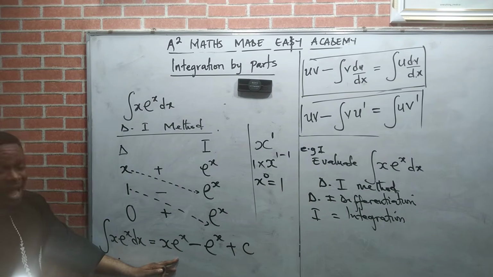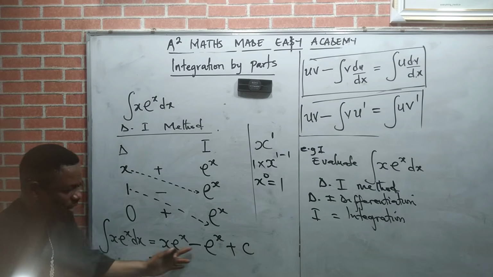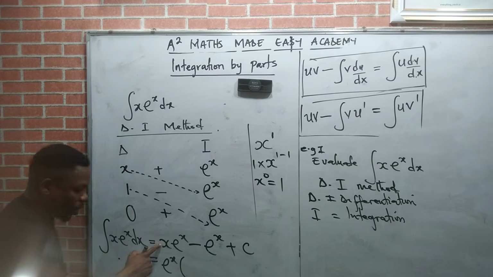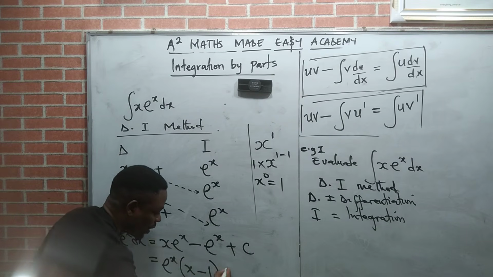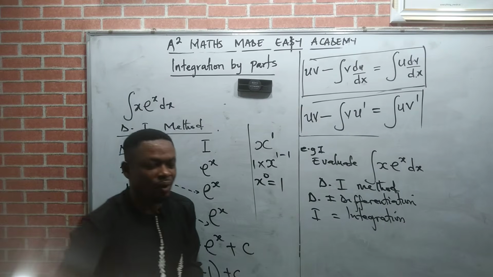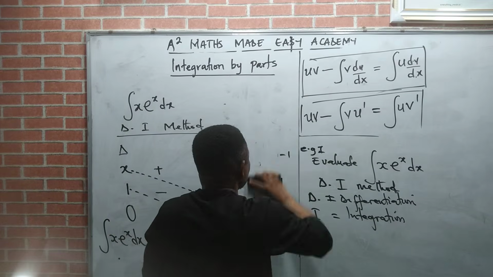Using what we call the DI method. So I can stop here, or if you observe this, I can still factorize. What is common? There is exponential. Factor out exponential x. Open the bracket. What remains here now is x, minus exponential divided by exponential will give you 1. Close the bracket. Finally plus C. Wow, this is the final answer using what we call the DI method. What did I say? DI method.